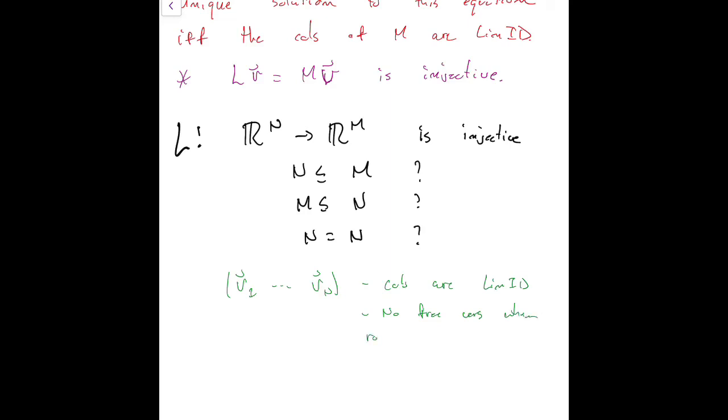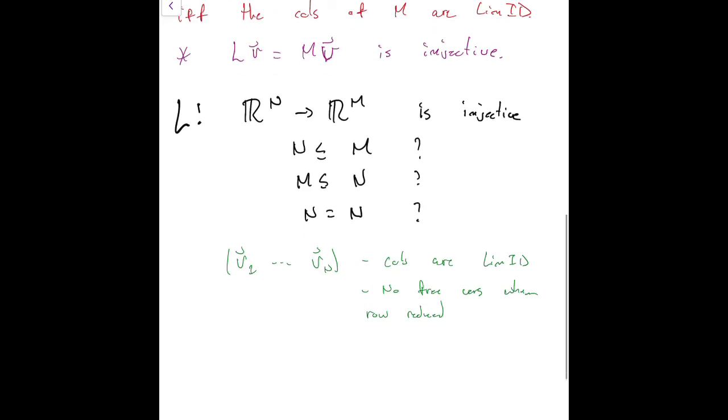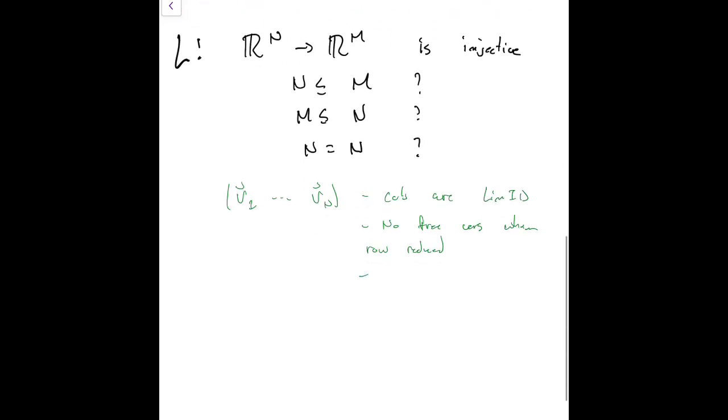When row reduced, if it's in row echelon form, there's no free variables. So another way of saying that is all columns are pivot columns when it's in row echelon form.